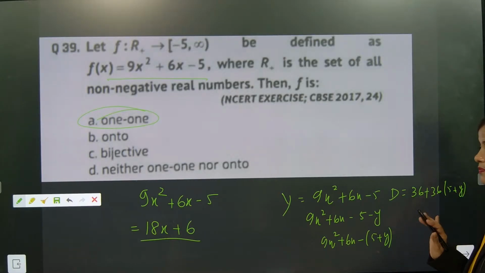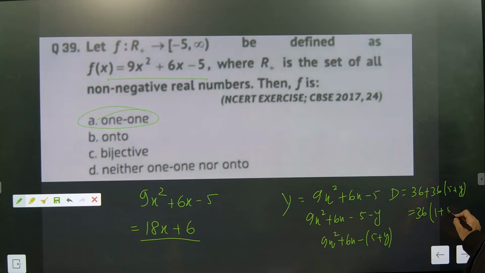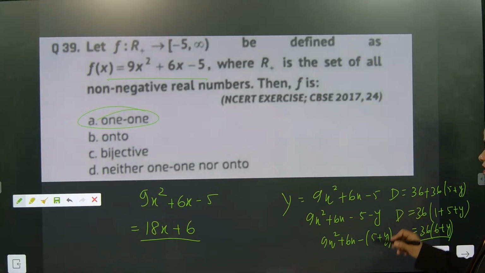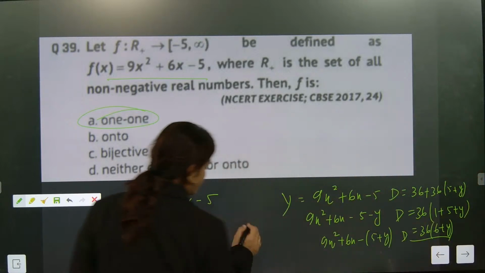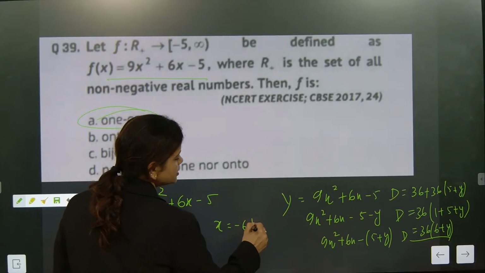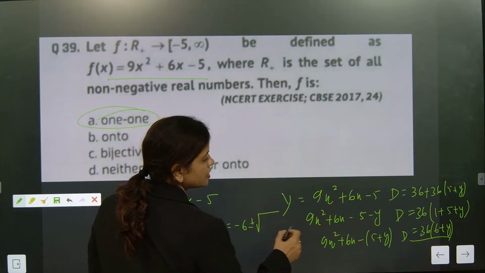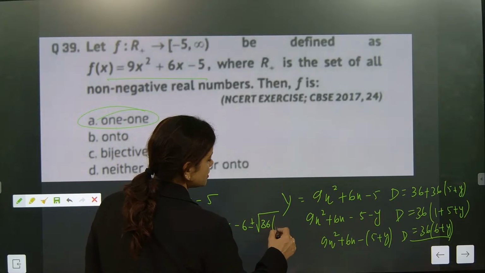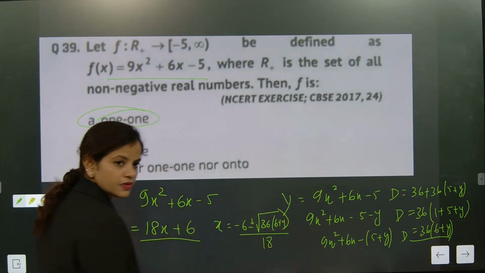So what will come? Here it will become 36, and here 1 times y plus 5, so it becomes 36 times 6 plus y. Understood or not? The discriminant is coming as 36 times 6 plus y. So now what is the value of x? The value of x will become minus 6 plus or minus root of 36 times 6 plus y, divided by 2a. 2 nines are 18.